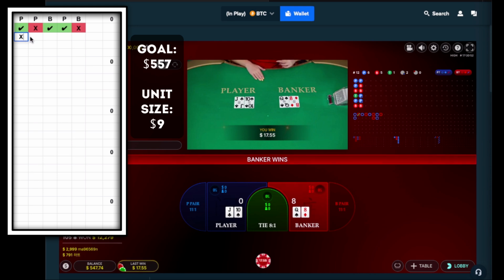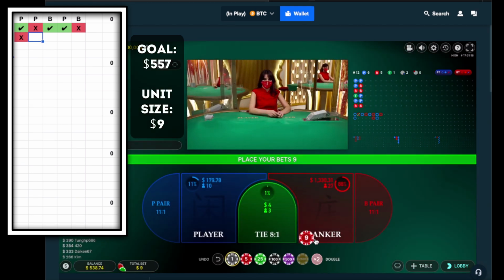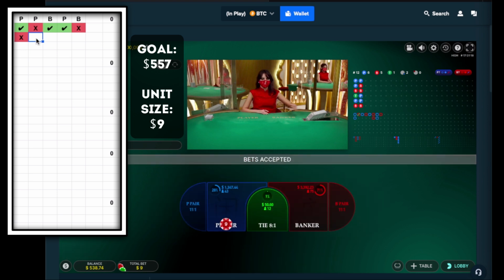Banker wins. We do get an X. I am playing it continuously, so I'm looking for the check mark here, which means I'll place a bet on player. Why? Because take a look at the row above, it is an X, and since we're playing no mirror, I'm looking for the check mark here, opposite of the X. And I forgot to write down $9, that's our win.